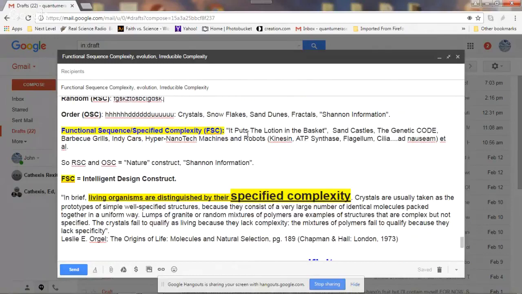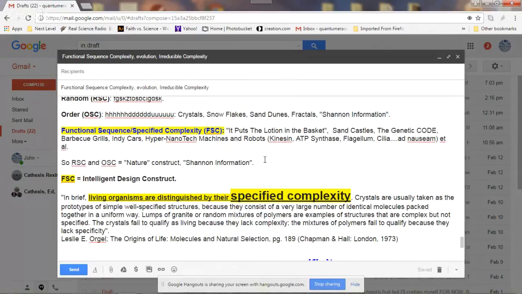But anyway, like I said, you've got random sequence complexity, ordered sequence complexity, and this is functional sequence specified complexity. These are examples: sandcastles, the genetic code, barbecue grills, Indy cars, hyper nanotech machines and robots, like I just showed with Kinnison, ATP synthase, flagellum, cilia, and thousands of others. So random sequence complexity and ordered sequence complexity, that equals a nature construct, or like I said before, Shannon information. FSC, on the other hand, is an intelligent design construct.